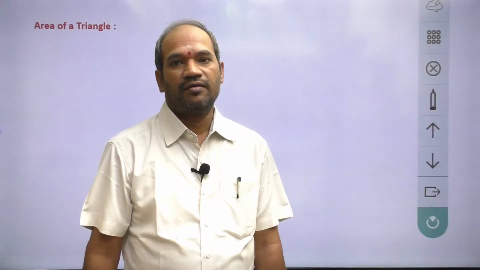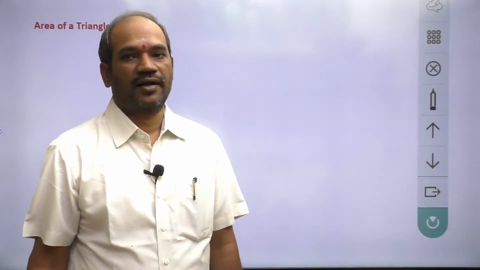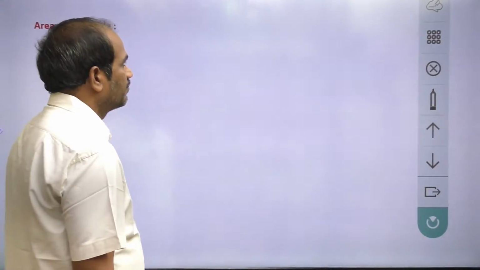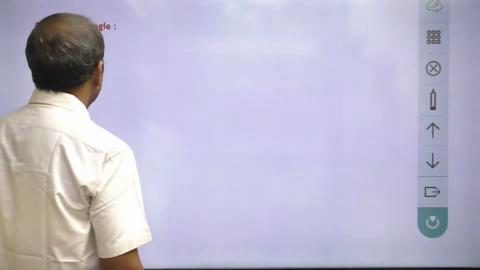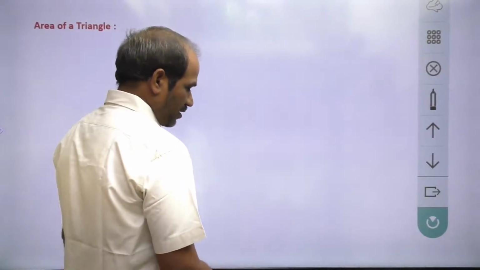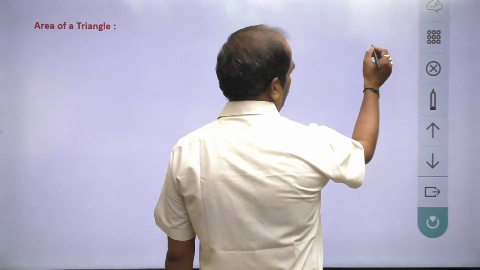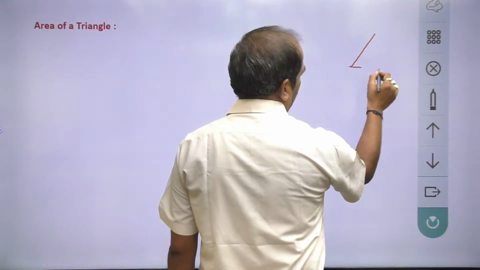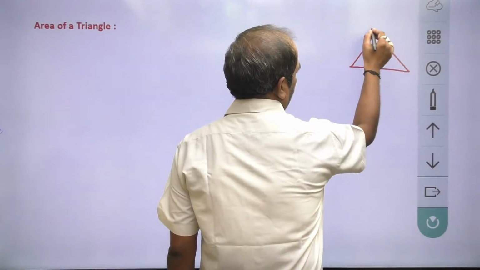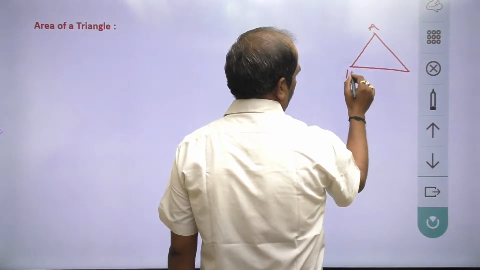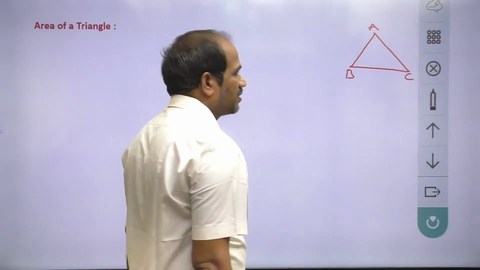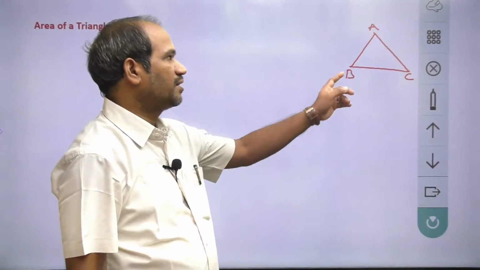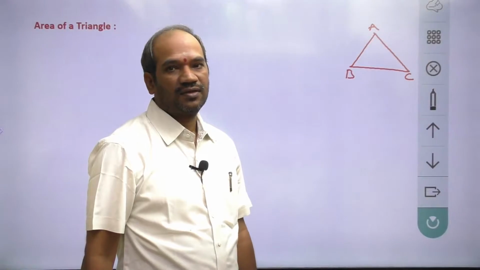Area of the triangle first. So here, in this triangle area, the area of the triangle. This is A, here B, here C. The area of the triangle formed by the points A, B, C is, right, the first formula.